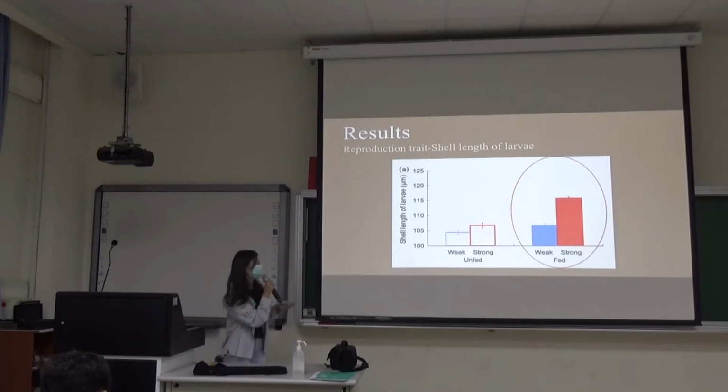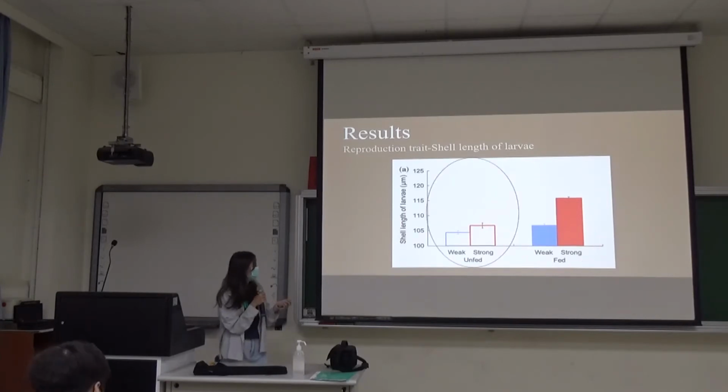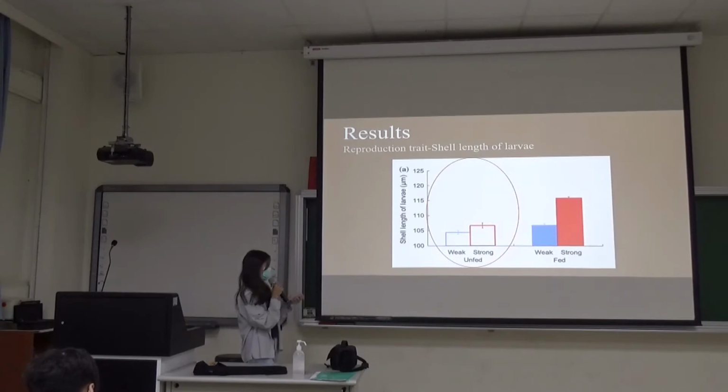Shell length of larvae. Then we look at the right side of the figure. The X label is treatment and the Y label is shell length of larvae. The right-hand side of the figure is all in fed condition. Then we can see the red one is higher than the blue one, so strong light is higher than weak light. According to the second prediction, under the unfed condition, these two are lower than the fed condition.